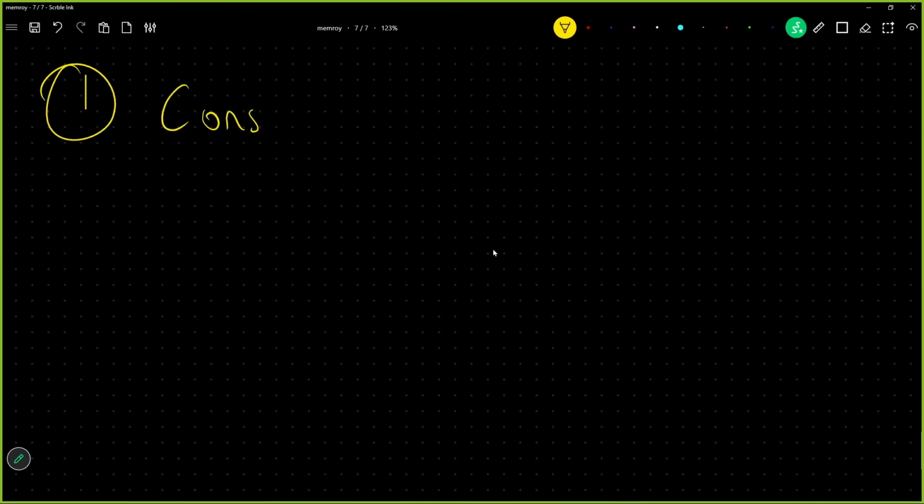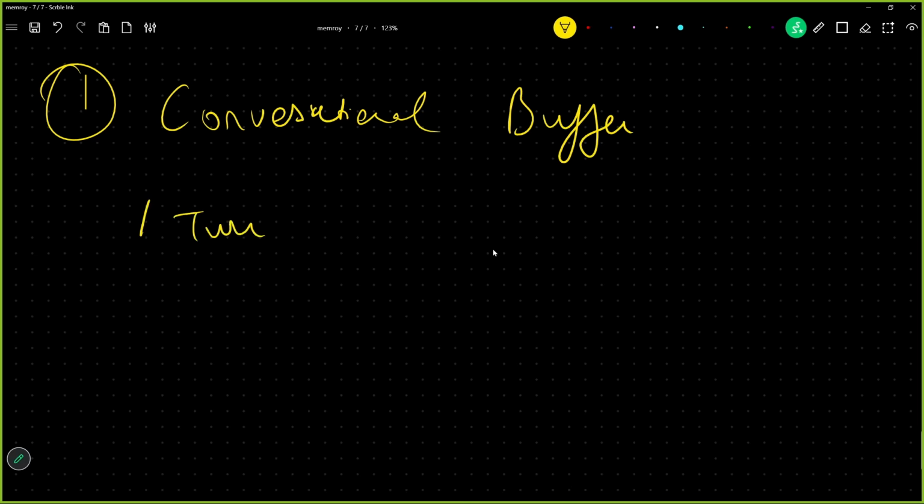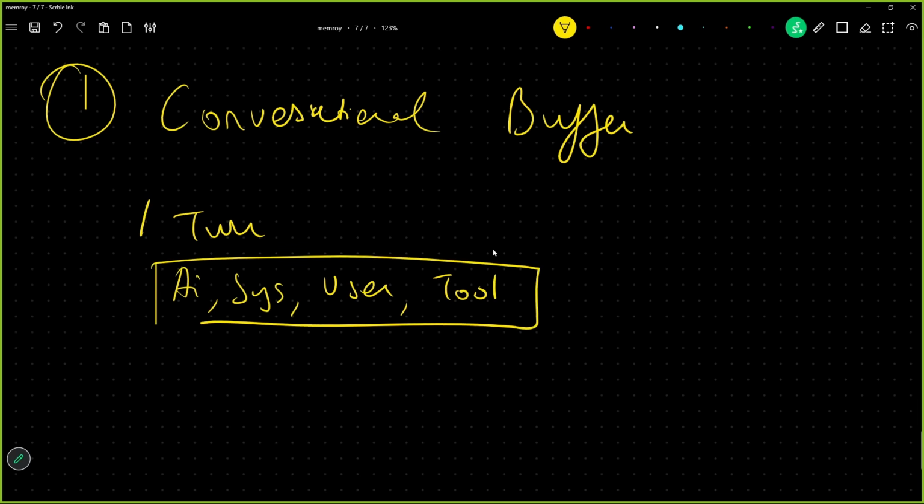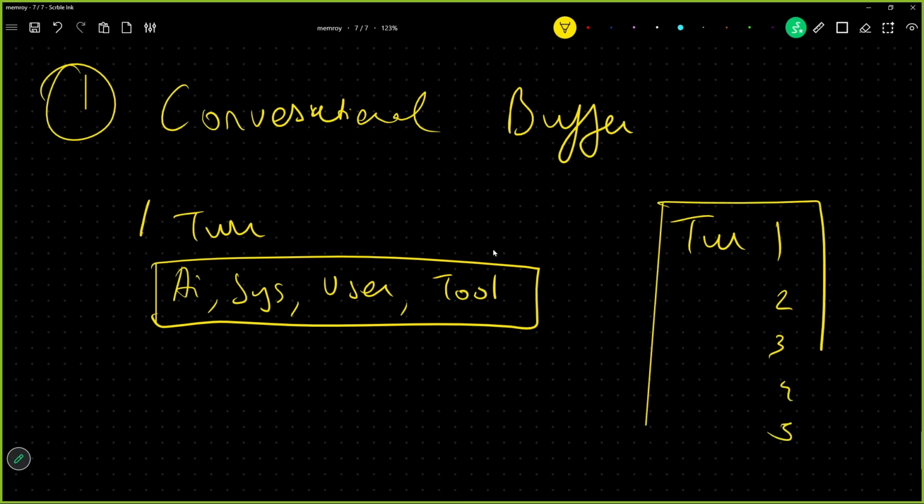How does this work? Let me give you a one liner. Conversational buffer memory. How it works is, we remember that in one turn there are four messages: AI message, system message, user message, and tool message. So what we do is we go on maintaining turn after turn. Turn 1, turn 2, turn 3, turn 4, turn 5. As simple as that. We just maintain the history of all the turns.